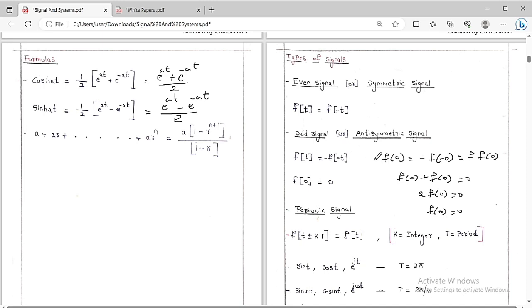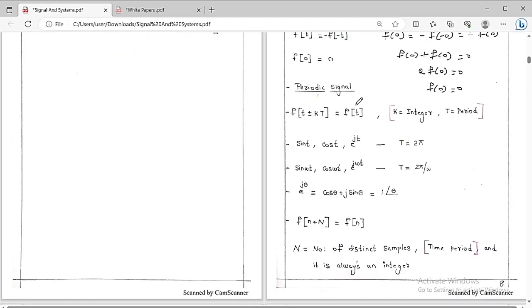Because I have already proved it, if t is equal to 0 and we simplify, finally we get f of 0 is equal to 0. So definitely we can say the signal is said to be an odd signal or anti-symmetric signal with respect to the axis, where f of minus t is equal to minus of f of t, and f of 0 is always equal to 0. So this point you always have to keep in your mind.